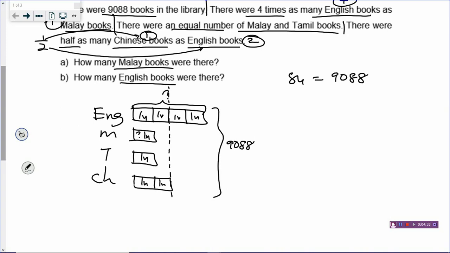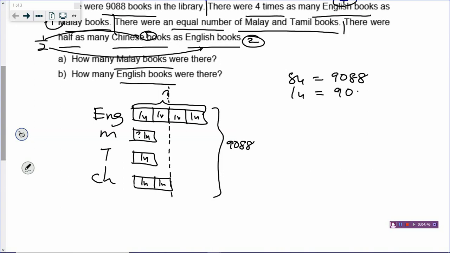So when you draw the model and there are units in the model, then you need to write the unit statements, which makes everything clear. So 1 unit will be 9,088 divided by 8. And these are the steps, right? That will give you the method marks.